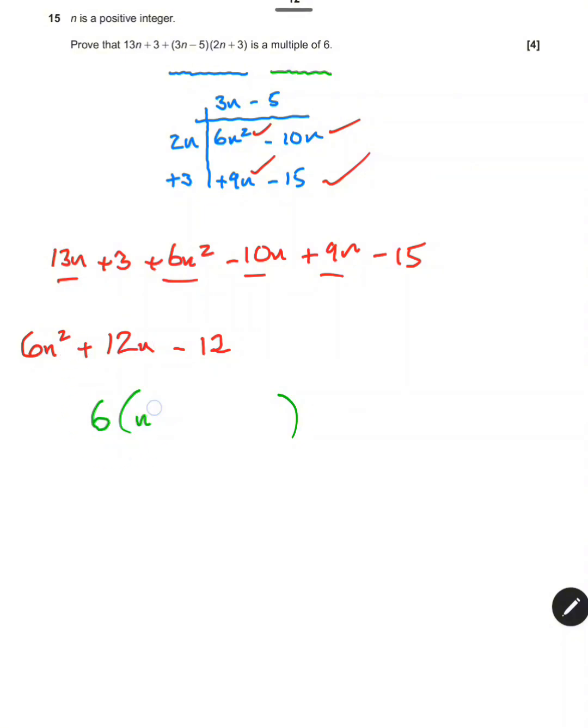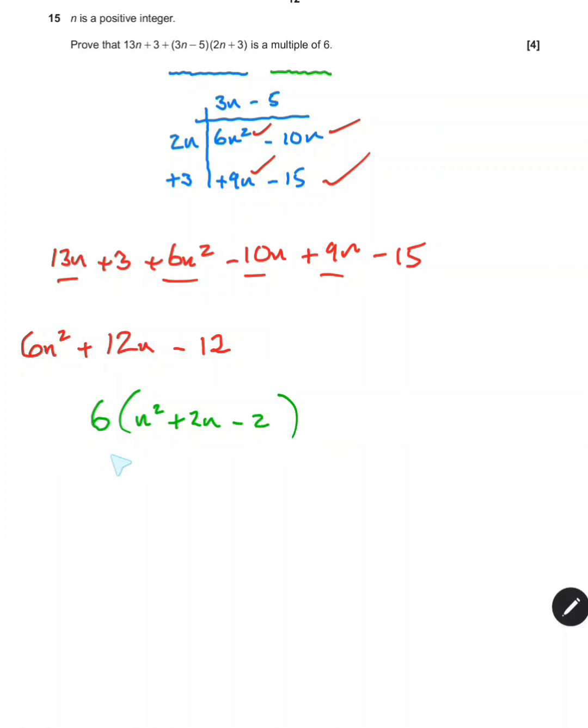Well, 6 times n squared is 6n squared. 6 times something is 12n. Well, 6 times 2n is 12n. And 6 times something is minus 12. 6 times minus 2 is minus 12.